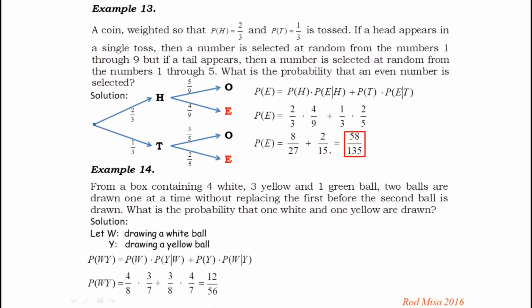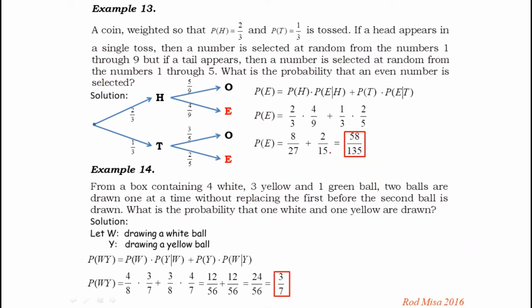So multiplying these fractions, we have 12/56 as the product of 4/8 and 3/7 here, and then added to 12/56 as the product of 3/8 and 4/7 here. So we have 24/56, and when you reduce this one by dividing the numerator and the denominator by its common factor, which is 8, then we have 3/7.